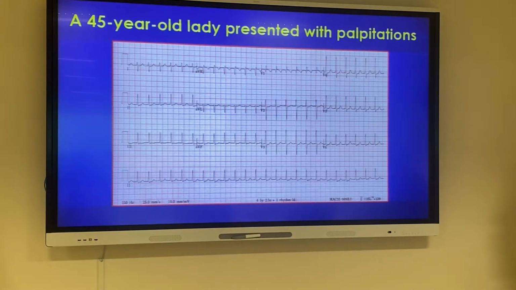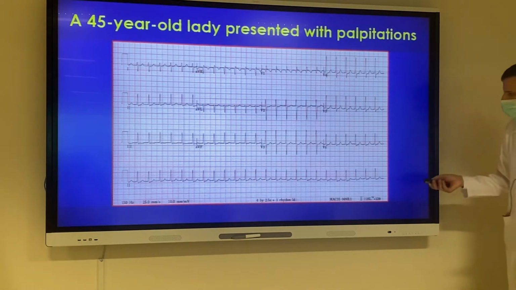Third case, a 45-year-old female with palpitations. So the rate is about 140 to 150. Regular. Narrow. Regular. No P wave. We don't see a clear P wave.